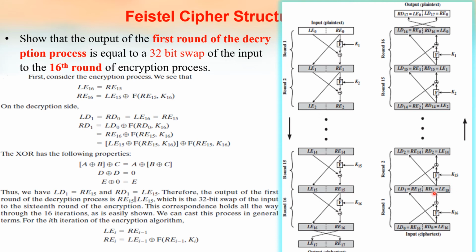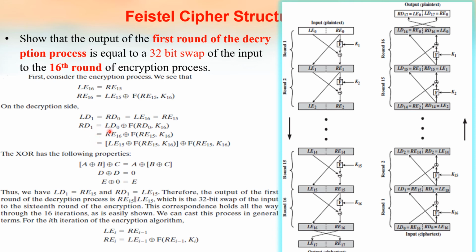Now I have to prove it for RD1. In order to do that, I write the equation for RD1. How did I obtain RD1? RD1 is LD0 XOR F of RD0, comma K16. I have written RD1 equals LD0 XOR F of RD0, comma K16. This I have to reduce, and finally prove that this RD1 equals the left side, LE15.